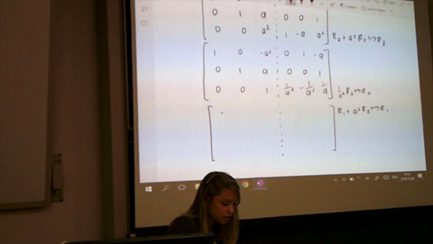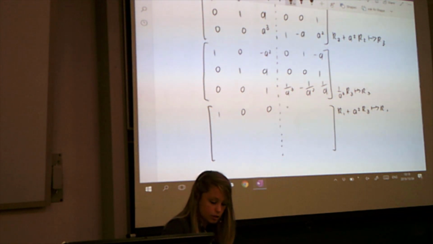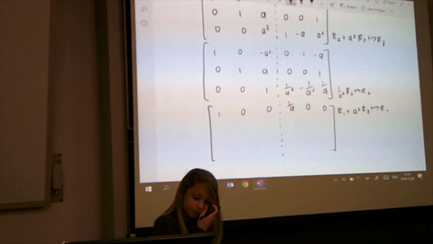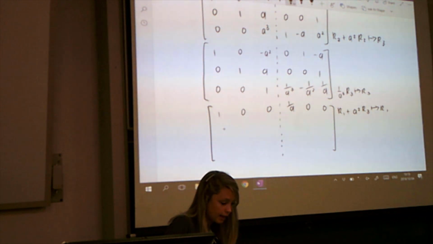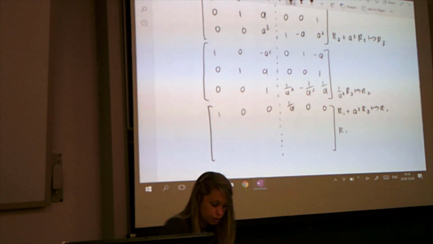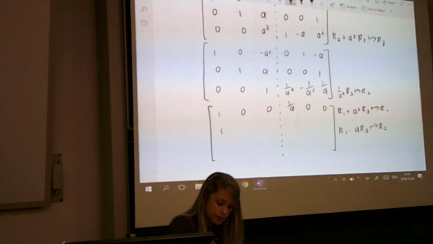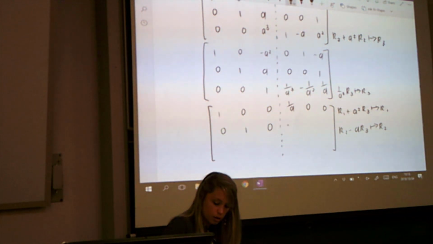So then I get 1, 0, 0. Then it's going to be 1 over A, 0, 0. And then I'm going to say row 2 minus A row 3 to give me the new row 2. So then I have 0, 1, 0, minus 1 over A squared, minus 1 over A, 0, and my third row stays the same.